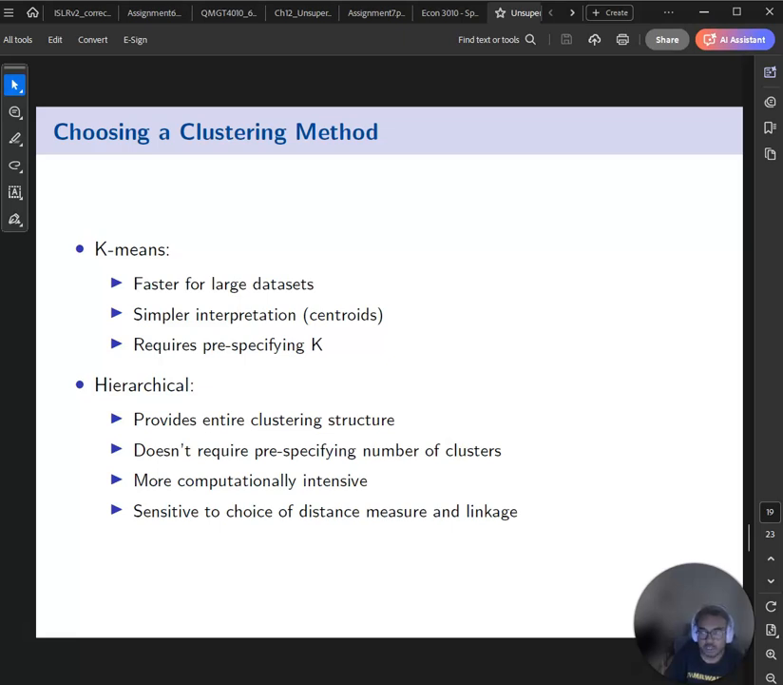In practice, these methods are often complementary. You might use hierarchical clustering first to explore the data and determine a reasonable number of clusters, and then apply k-means with that specific k value for the final clustering. Sometimes researchers even use hybrid approaches, starting with k-means to get initial clusters, and then applying hierarchical methods within those clusters for a more refined structure. The best approach ultimately depends on your specific goals, the size and nature of your dataset, and the computational resources that are available to you.